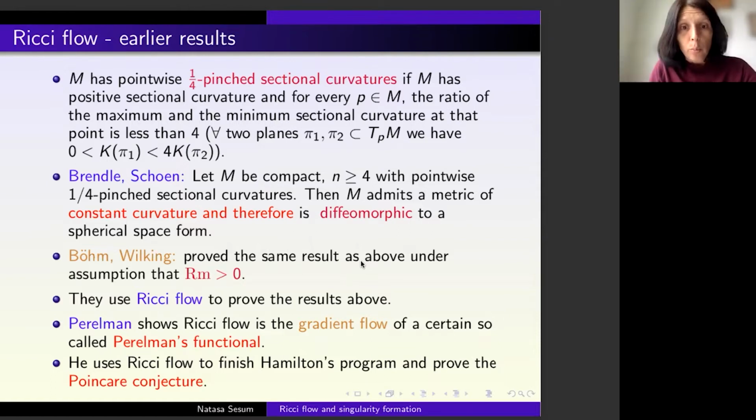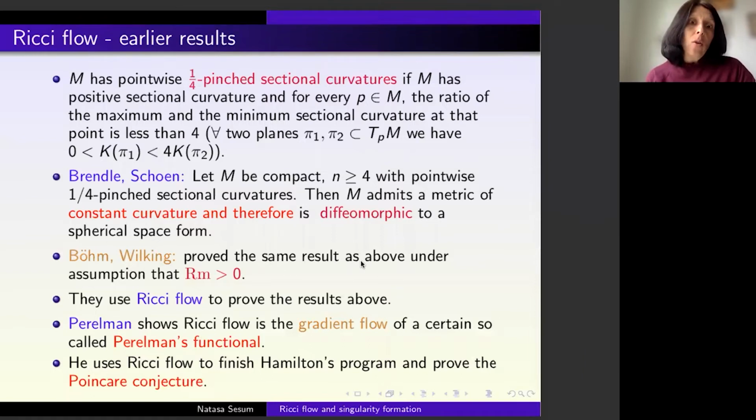Right? In order to prove that, they again use the Ricci flow in a similar manner to how Hamilton used it in the case of 3D manifolds. And Böhm and Wilking also proved a similar result, assuming that the full curvature operator is positive. So in between these two works, there was, of course, the ingenious work of Perelman, whose one of the big observations was that the Ricci flow is the gradient flow of a certain functional, which is called nowadays Perelman's functional. And that helped him finish Hamilton's program to prove the Poincaré conjecture.